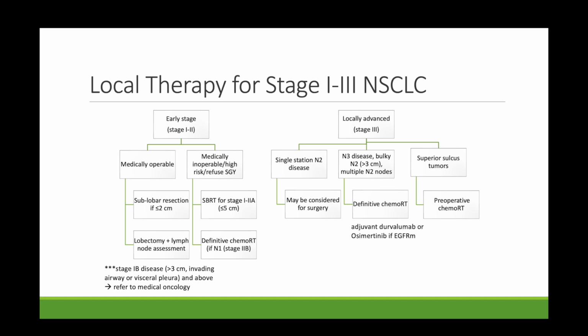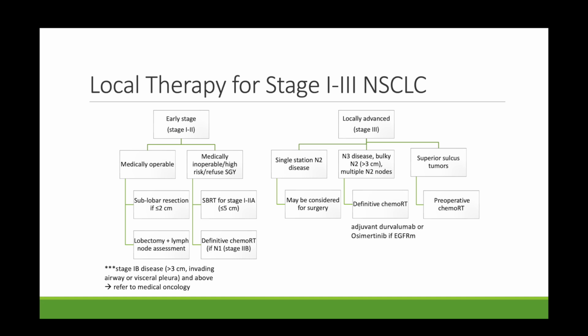And these are typically treated with preoperative chemoradiation, usually to a lower dose, somewhere around 50 gray. And then they are taken for surgery. So that's very broadly, in a nutshell, some of the considerations for local therapy for non-small cell lung cancer.